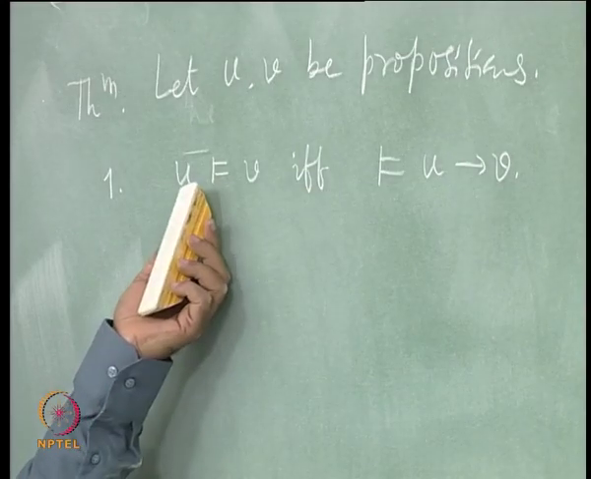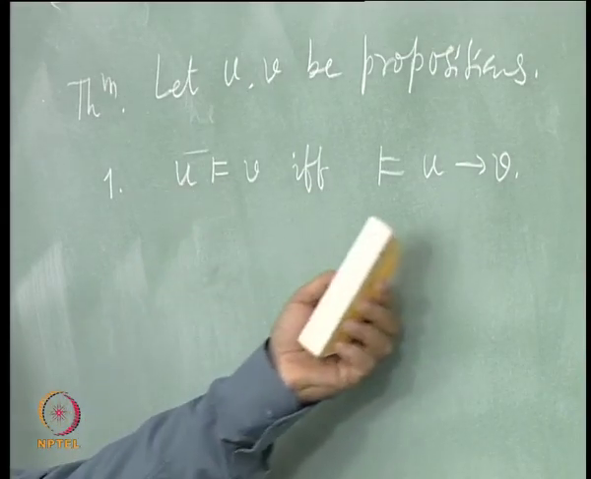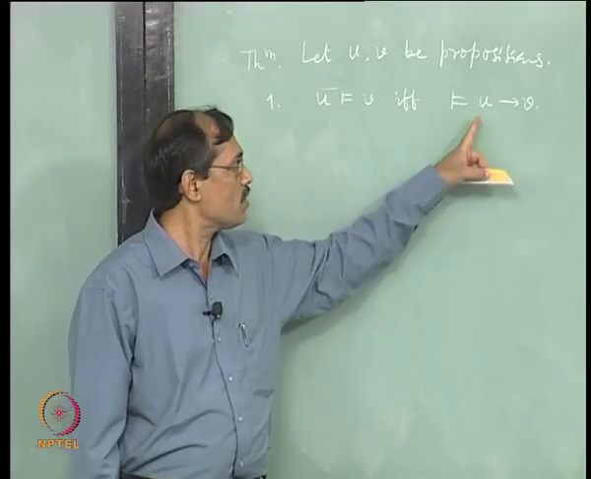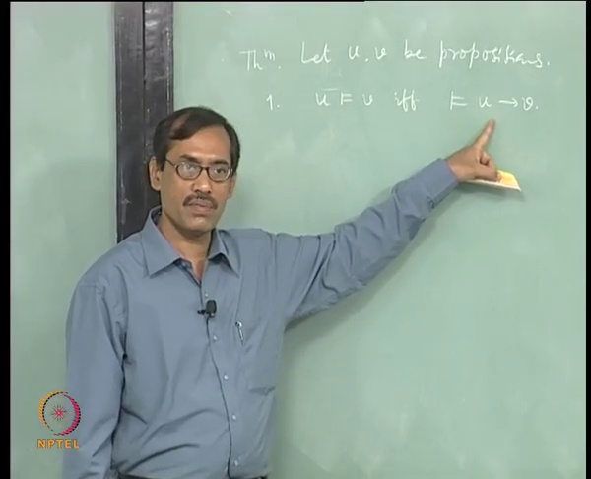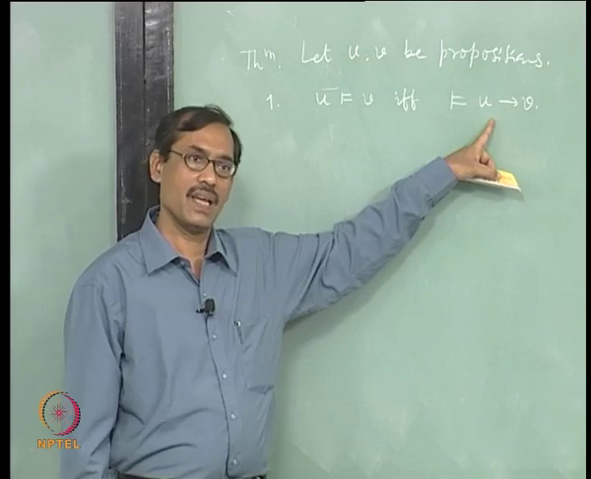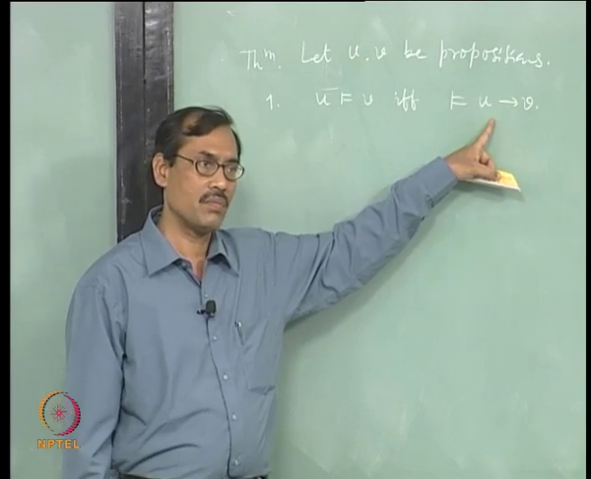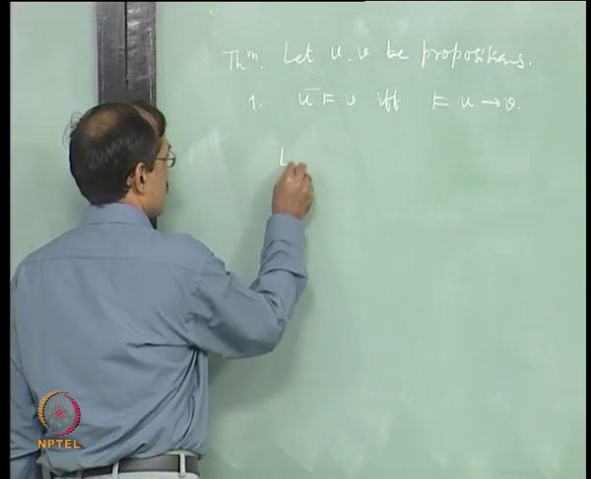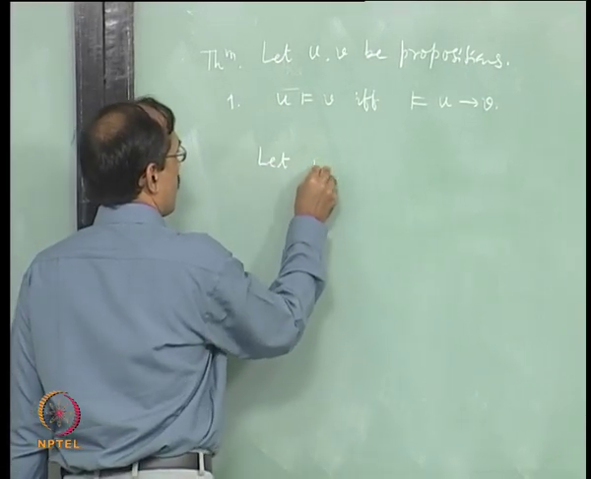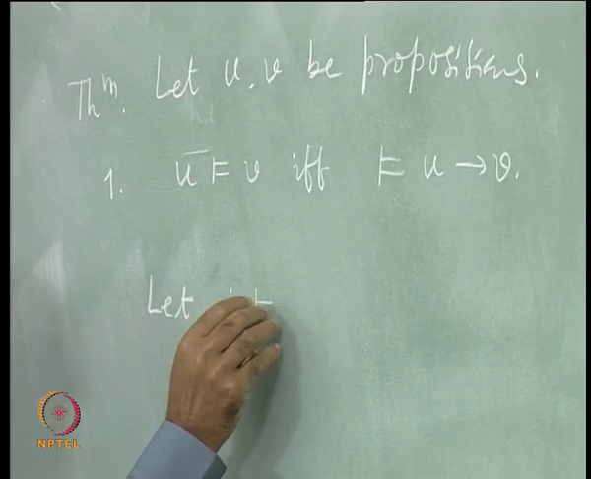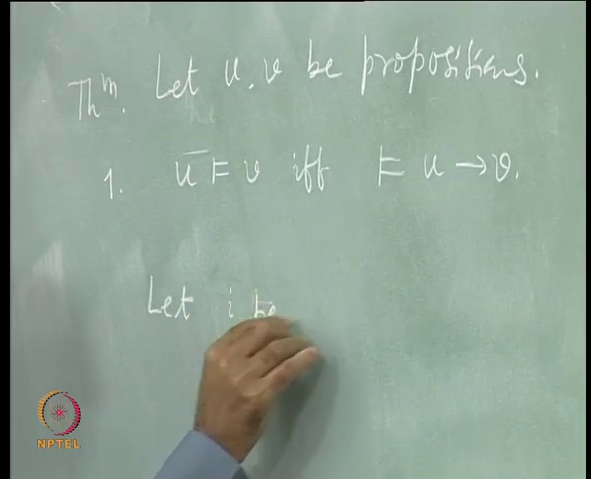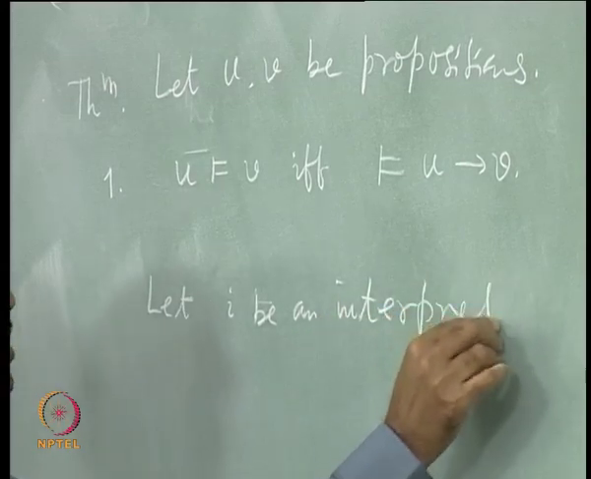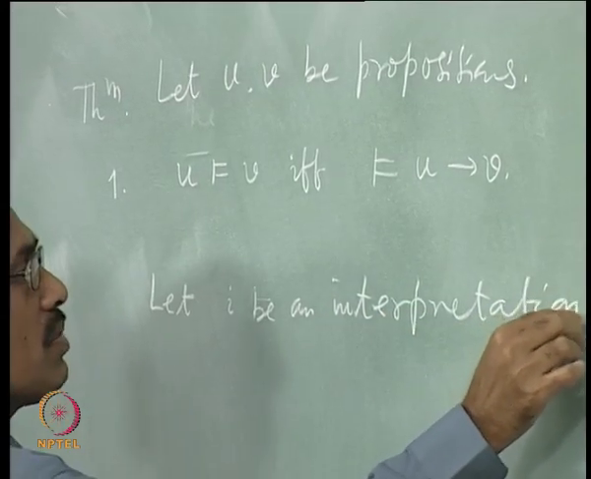Suppose we start from this side. Suppose u entails v. We want to show that u implies v is valid. Right. So, to show that u implies v is valid, we have to verify, taking any interpretation, that it is a model of u implies v. Right. So, let I be an interpretation. We want to show that I is a model of u implies v.